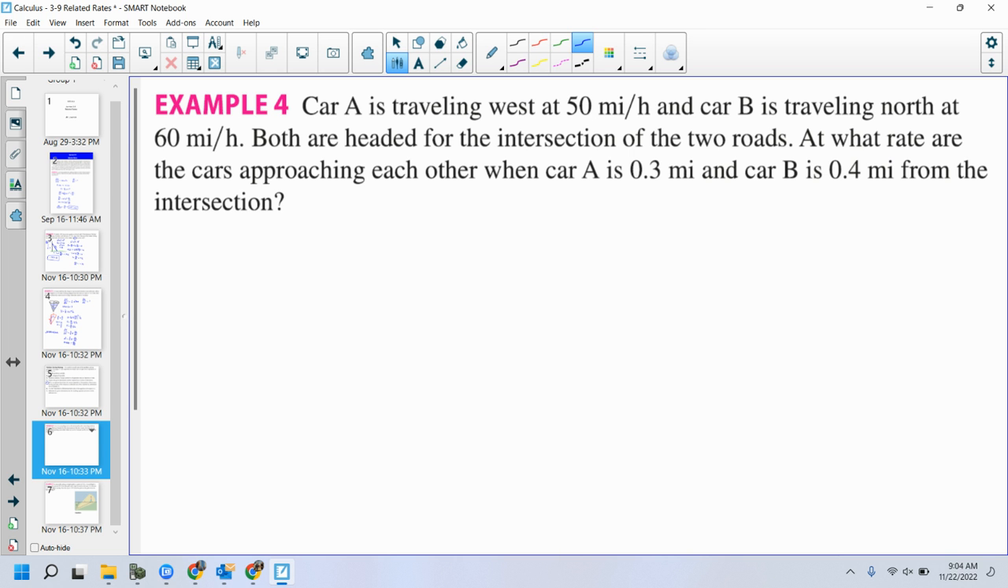Car A is traveling westward at 50 miles per hour. Car B is traveling northward at 60 miles per hour. Both are headed for the intersection of the two roads. At what rate are the cars approaching each other when car A is 0.3 miles and car B is 0.4 miles from the intersection? Let me read that again, because we're supposed to read the problem carefully.